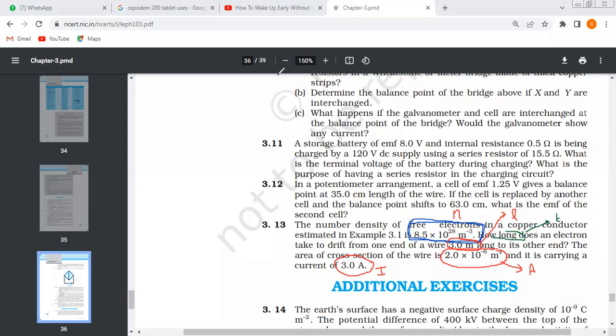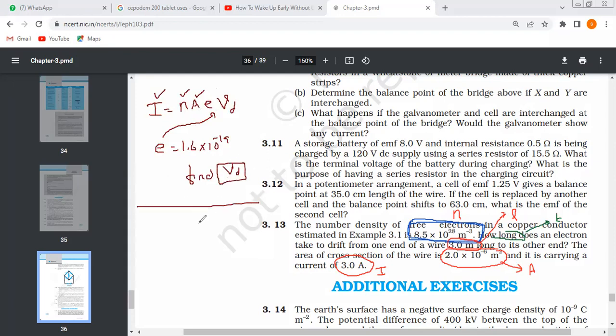So we can do it in two methods. First, you can find using I is equal to nAevd. So I value is given, n value is given, A value is given. The value of small e is 1.6 into 10 power of minus 19 coulomb, a known value. Using this, find the drift velocity. It is step number 1. Then second step, drift velocity is equal to length by time. Substitute this value here, length is given, find the time. It is step number 2.